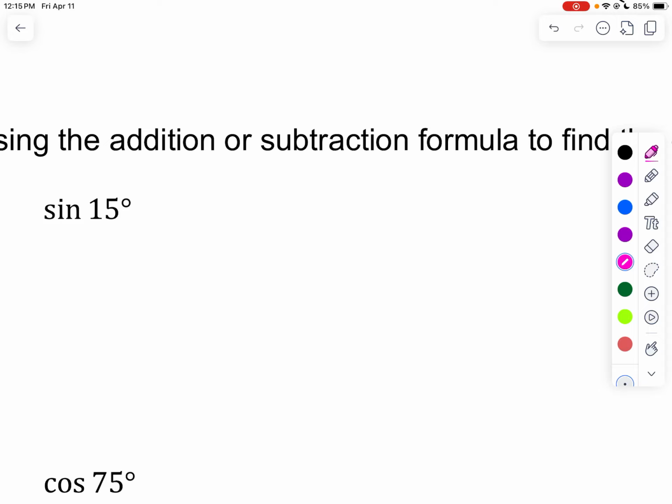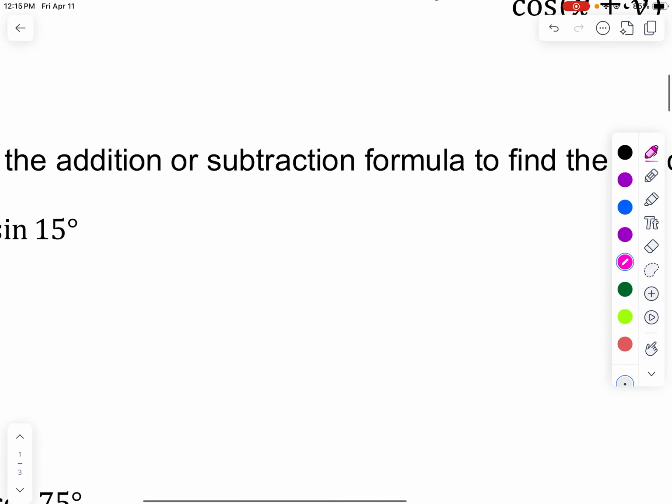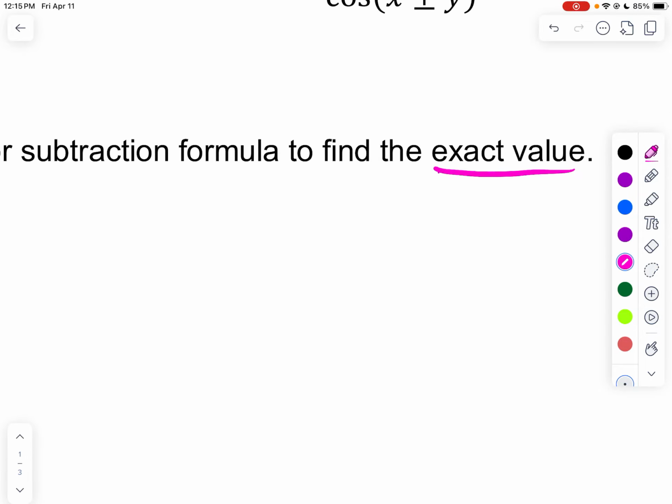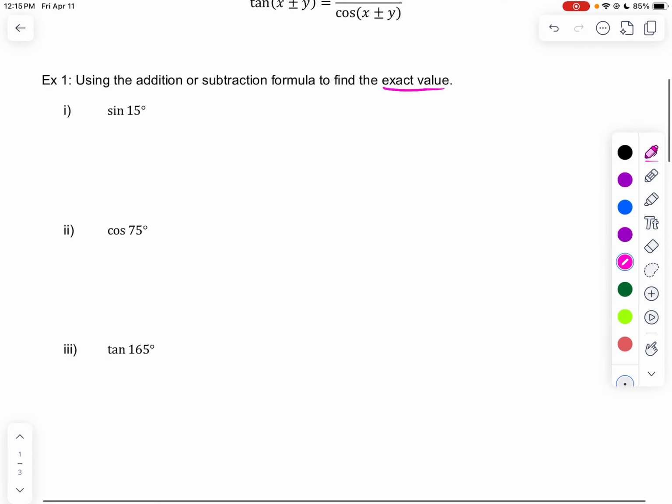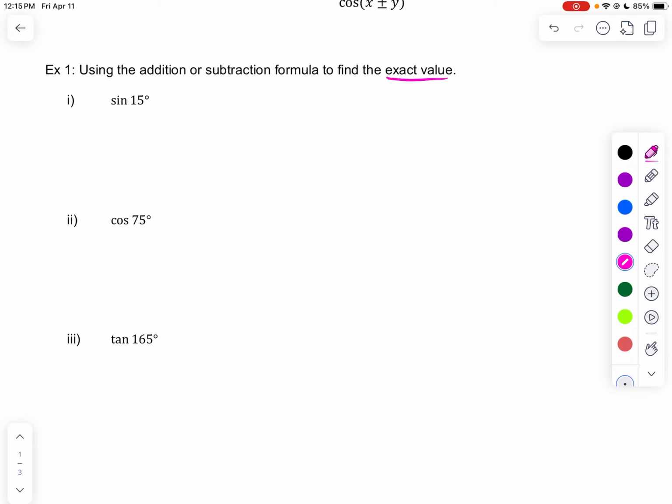Okay, so we have to find the exact value. And the exact value means we are not supposed to use an approximate value, so we are not supposed to use a calculator here. So how do we do this? Well, first thing is we try.